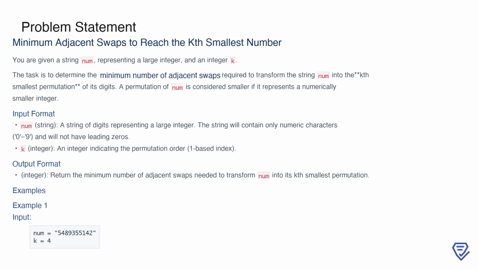For example, the first permutation is simply the original number, the second permutation is the next smallest arrangement of its digits, and so on. You're required to calculate how many swaps of neighboring digits are necessary to achieve exactly the kth permutation. The output will be a single integer representing this minimum number of swaps. This is a combinatorial problem that involves understanding permutations and optimizing the process of transforming one arrangement of digits into another. Let's look at an example to clarify the task further.